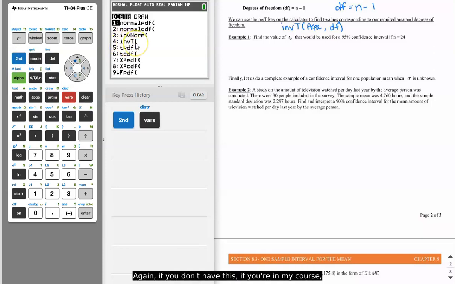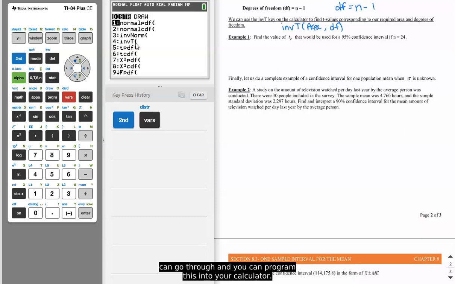Again, if you don't have this, if you're in my course, you can see the video linked on how to program it, or you can also Google inverse t TI-83 video, and a couple will pop up, and you can go through and program this into your calculator. So let's take a look at our first example.